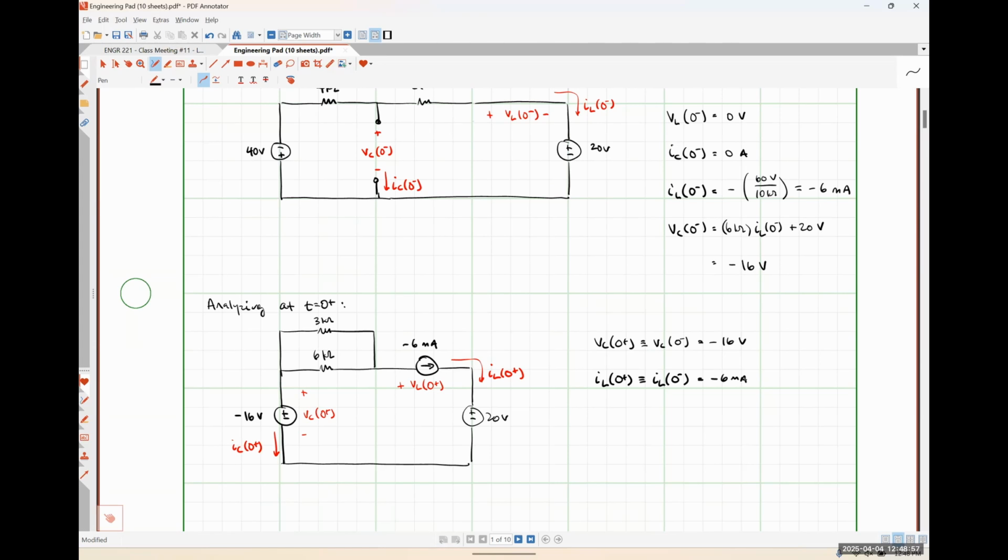So before I start throwing stuff out, anybody have any thoughts? So I heard two different things. Can we combine those resistors? Absolutely. So 3 in parallel with 6 should be 2, I believe, because 3 times 6 over 3 plus 6 is 2. So I could simplify this and just make this a single 2 kilo ohm resistor. So that could be useful. I think I also heard somebody say that IC at 0 plus will just be 6 milliamps, which I agree with, right? So IL is flowing in the opposite direction of IC around this single loop circuit. So if IL is negative 6 milliamps and IC is the same current but in the opposite direction, it must be positive 6 milliamps.